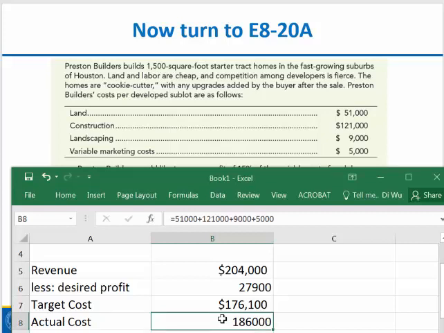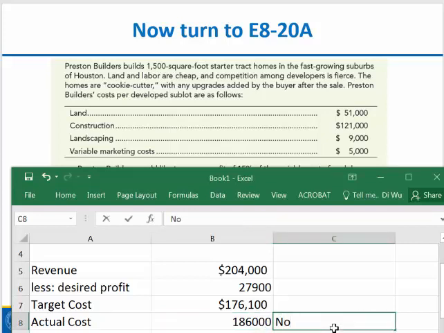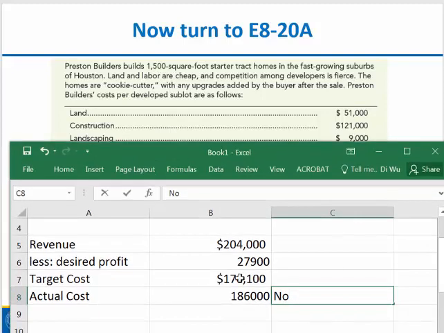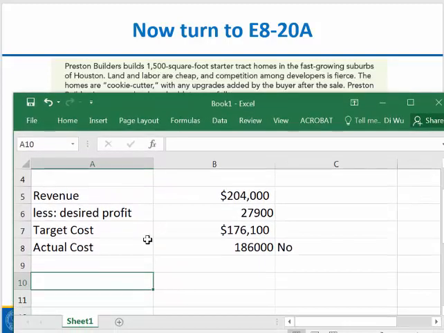The target cost is less than actual cost. Absolutely no, because you're going to lose money if you do this business. So the answer is no, because the target cost is less than actual variable cost. So that's about question 2 here. So let's take a look at question 3.